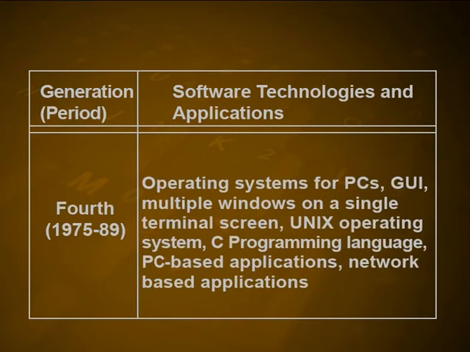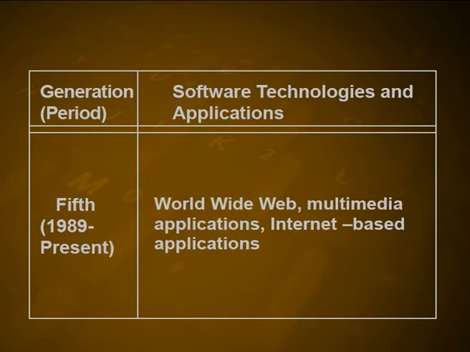Fourth, from 1975 to 1989: operating systems for PCs, GUI, multiple windows on a single terminal screen, Unix operating system, C programming language, PC-based applications, network-based applications. Fifth, from the period 1989 to present: World Wide Web, multimedia applications, internet-based applications.